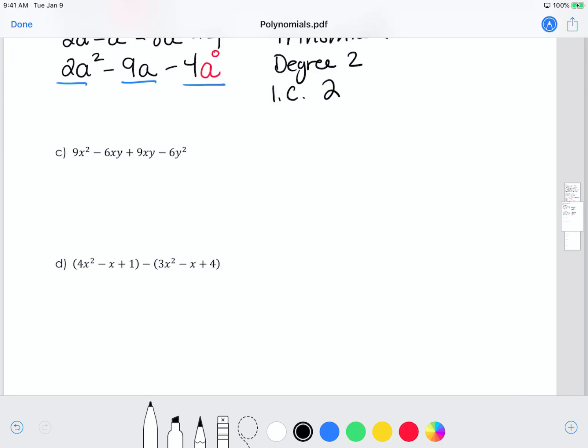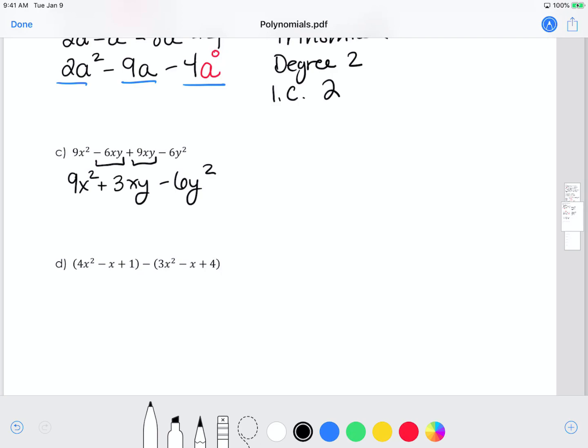Okay, and example C, the only thing we can combine here is the negative 6xy and the positive 9xy. So I'm going to carry down the 9x squared, and I have a minus 6xy plus a 9xy. That's going to give me a 3xy minus 6y squared.